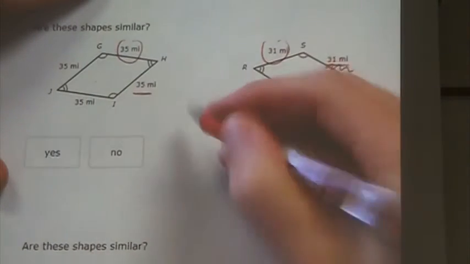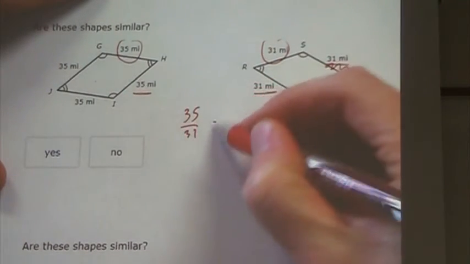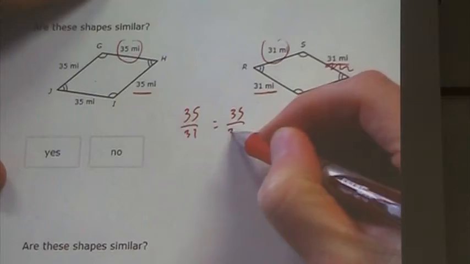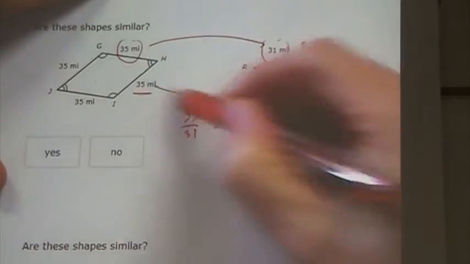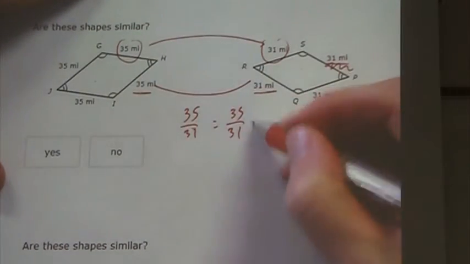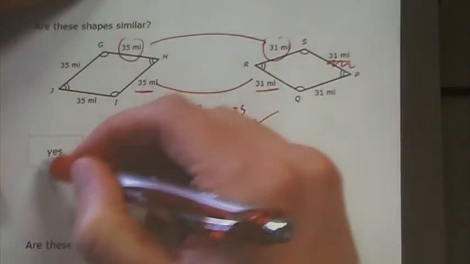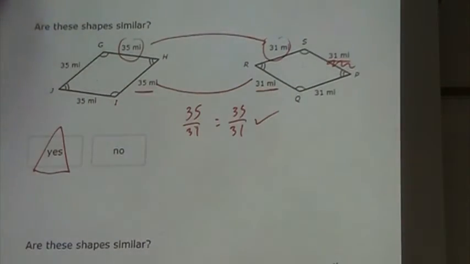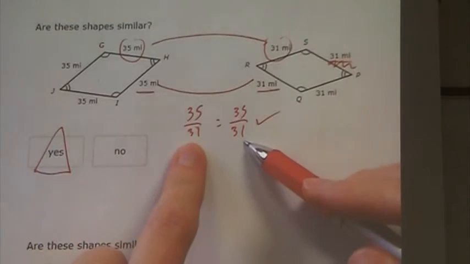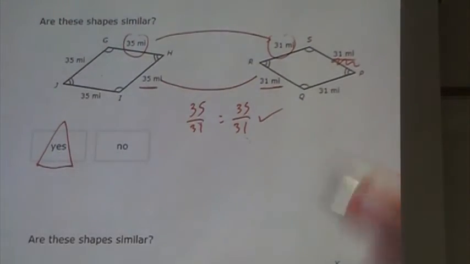And you can go like 35 over 31 equals 35 over 31. What am I doing? I'm matching these guys and these guys. Clearly these are the same fraction, so yes, they are similar. Because these are proportional. Proportional means equal ratios or equal fractions.